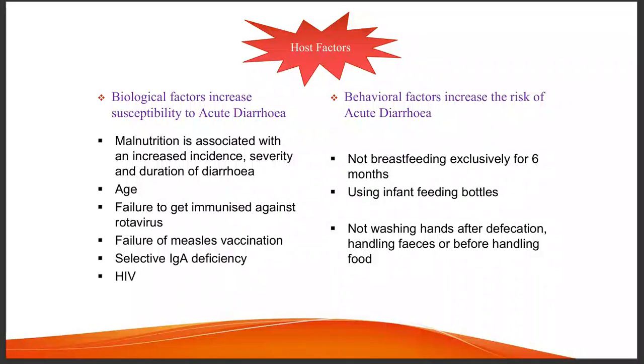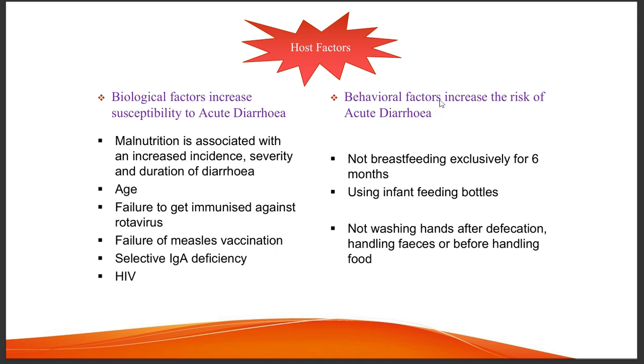What are the factors that predispose people to being at risk of getting these diseases or acute gastroenteritis? There are biological factors that increase susceptibility to acute diarrhea. For example, malnutrition, age, children are more affected. Failure to get immunized against rota, I'll talk about it later. Failure of measles vaccination, because measles is another problem that can cause this AGE. Selective IgA deficiency, because IgA is present in the GIT, and also HIV.